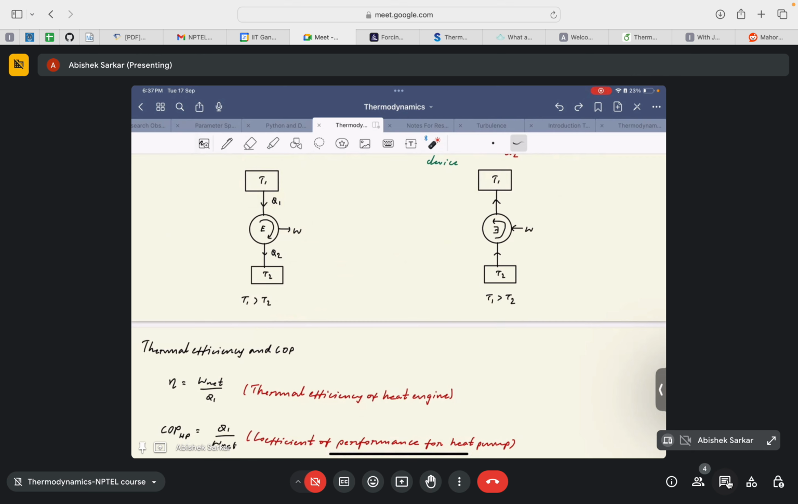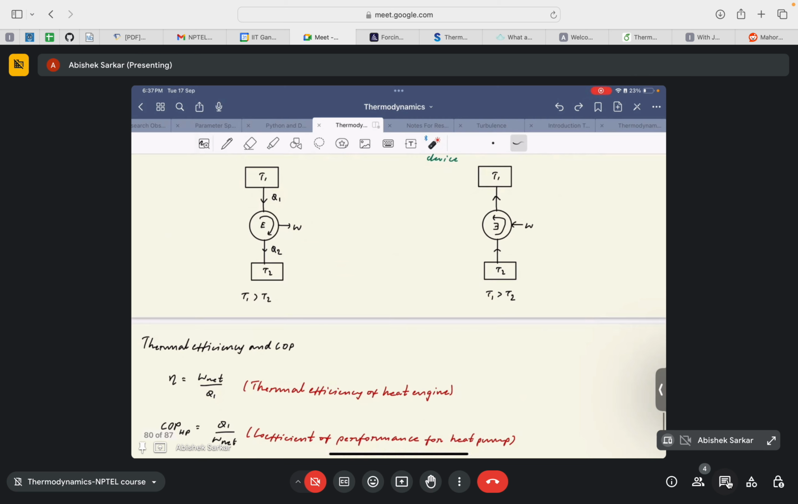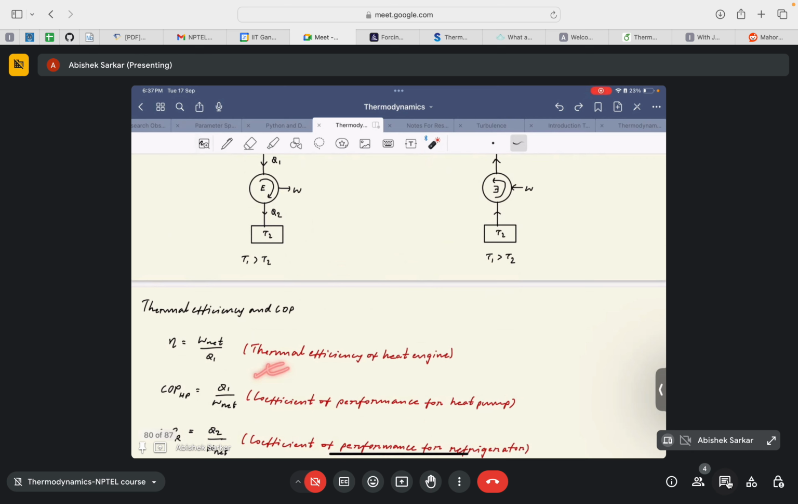Okay, so it is not actually Q net, but it's only the net heat input. That's very important to recall. So eta is given by W net by the net heat input. So that's the thermal efficiency for a heat engine.